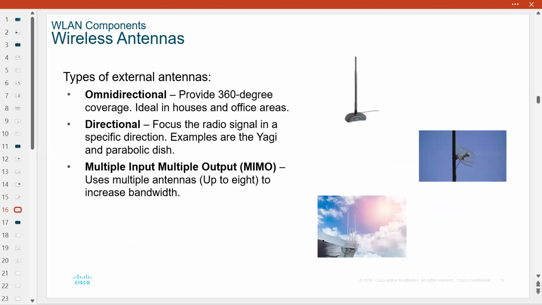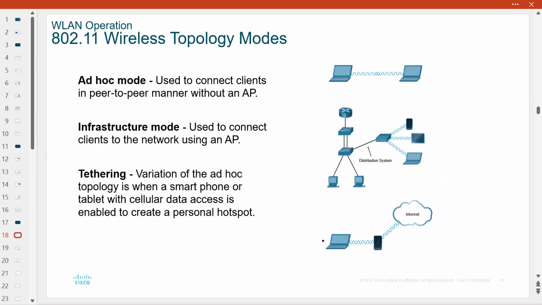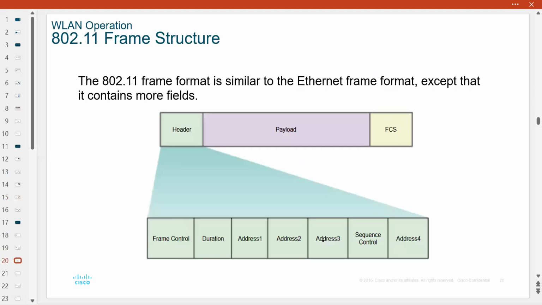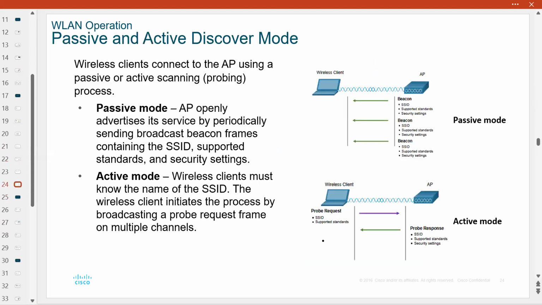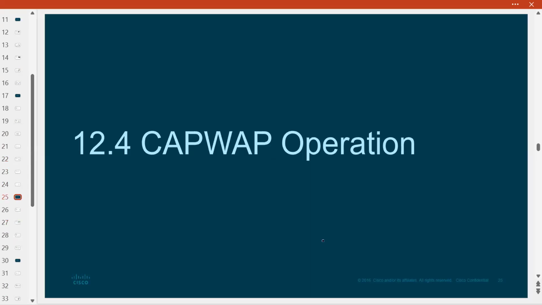Let me see. Wireless antennas, we are not going to touch on antennas. Frame structure, association. Okay, passive, not important.